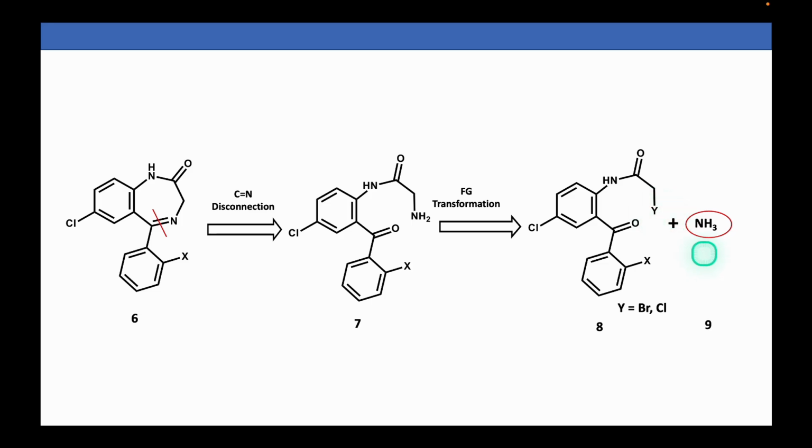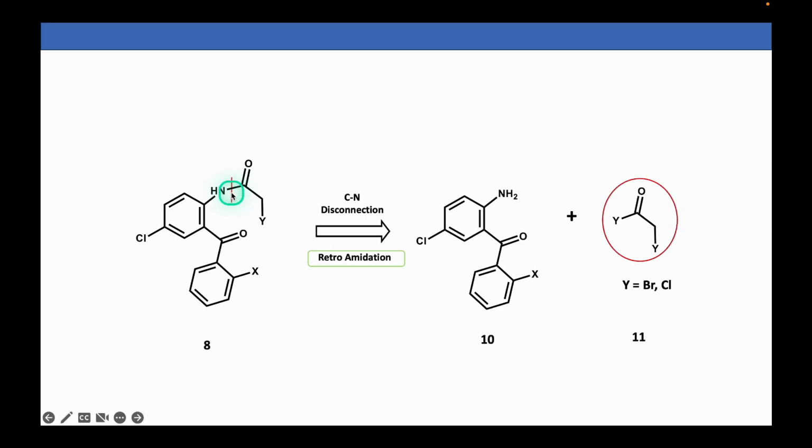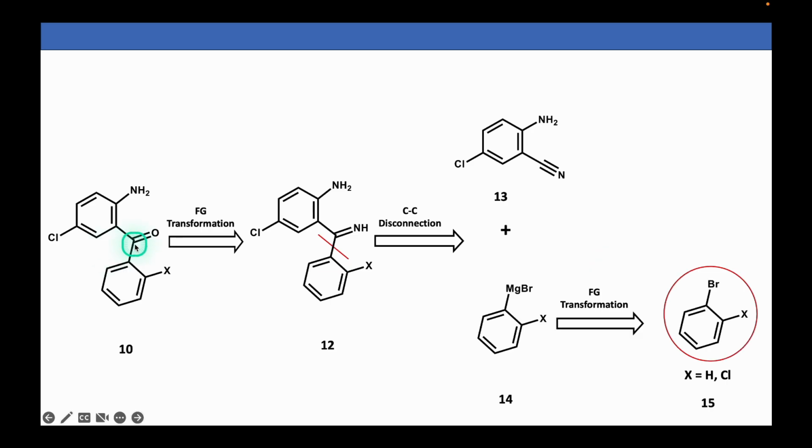The amide group in 8 functions as a retron, and through a carbon-nitrogen disconnection, the substituted benzophenone 10 is obtained, and bromide or chloride of bromoacetyl or chloroacetyl 11 as raw materials. The carbonyl group present in 10 can be formed by the hydrolysis of the imine 12, obtained by a functional group transformation.